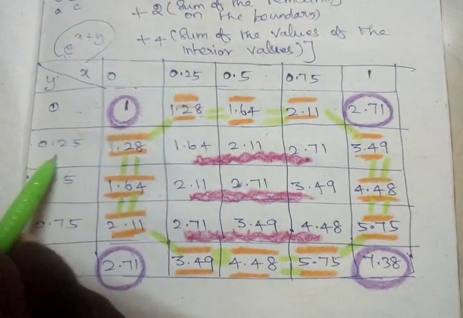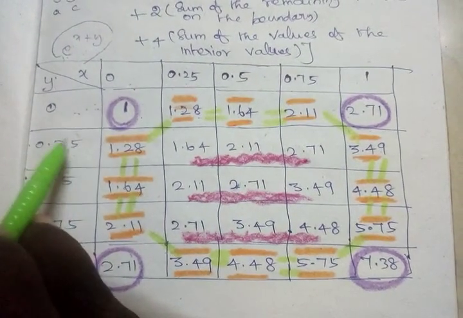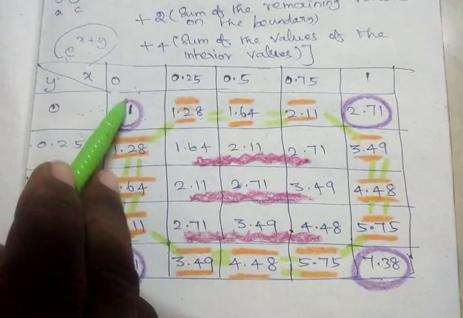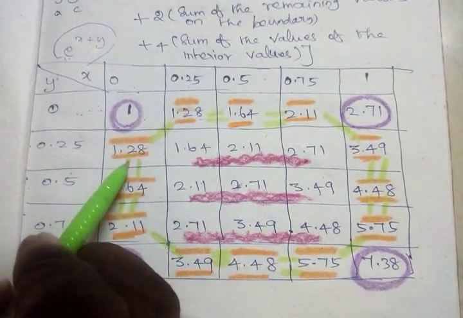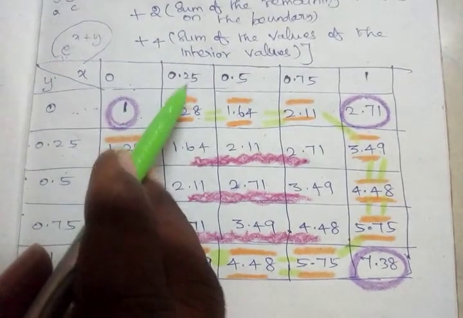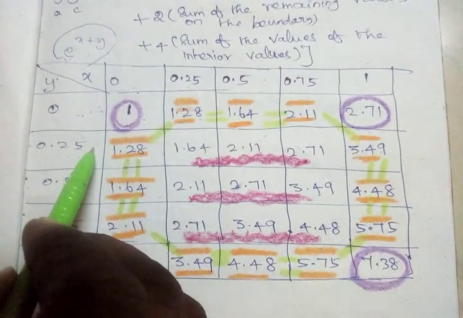And go to the second row, 0.25. With 0.25 and 0, add these two values and we get e power 0.25. So the answer is 1.28. And the next one, 0.25 plus 0.25.